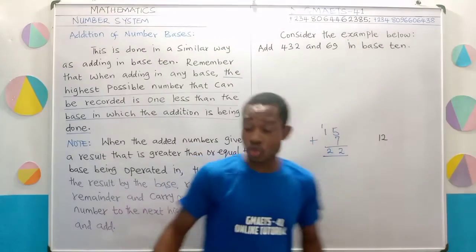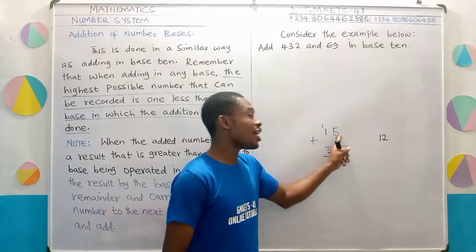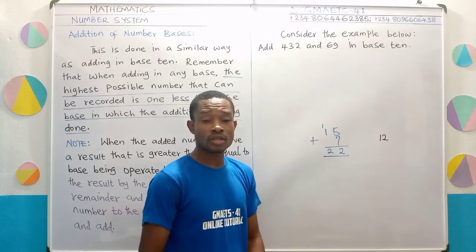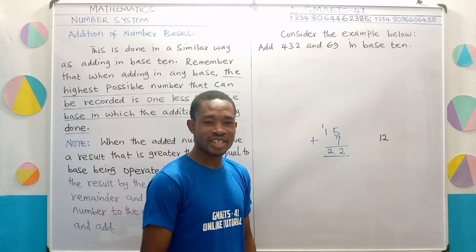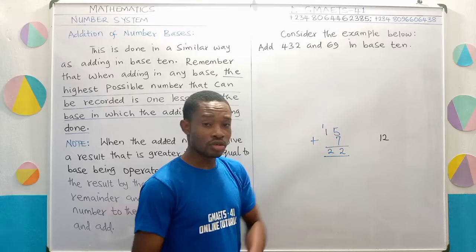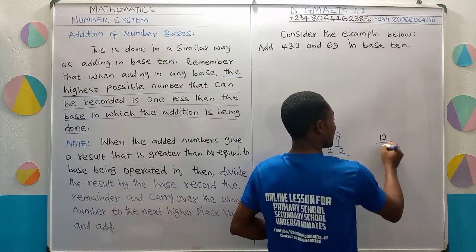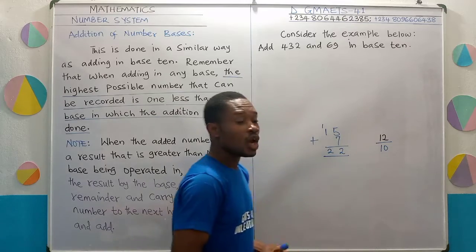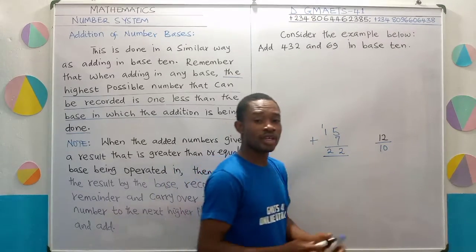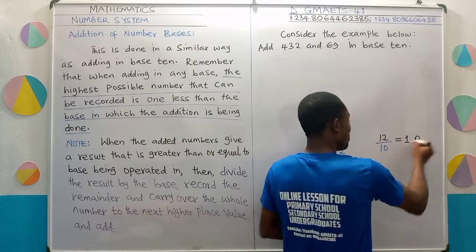Let's interpret what I just wrote under this note here. 5 plus 7 is what? 12. 12 is greater than the base 10 in which this calculation is being done. So what do you do? You divide that 12 by base 10. Let me write the base 10 here. 10 can divide 12 how many times? It will go one whole number of times, then remainder what?